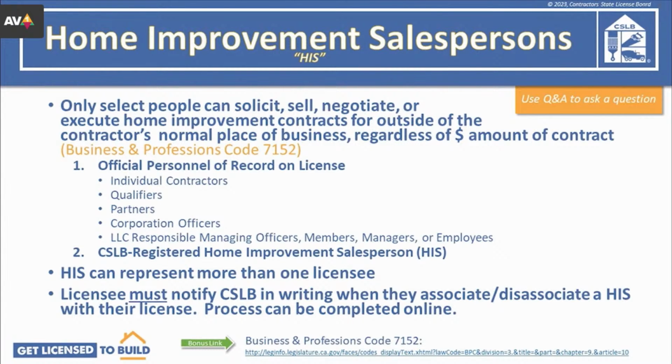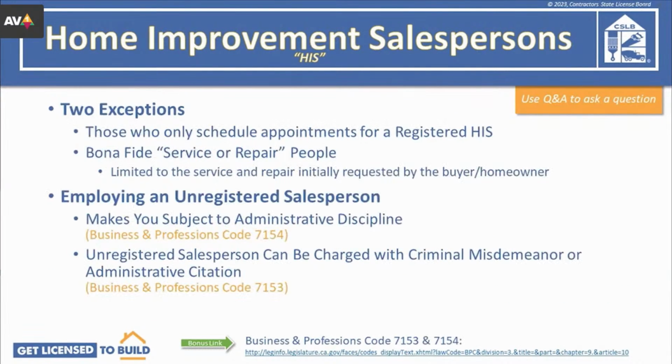A HIS can work for more than one contractor. The licensee must notify CSLB when they either associate or disassociate an HIS with their license. This process can now be completed online as well. There are a couple exceptions to note.